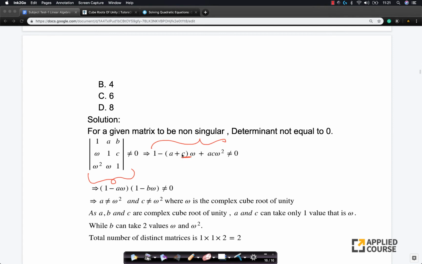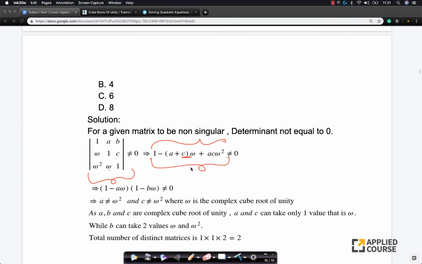Then a into omega, so you get a minus 1 into a omega term here. Again, there is omega square, sorry, omega square into c is the term that you have. Then when you have b omega square minus omega square, it becomes 0. So what it's literally saying here is that this term is not equal to 0.